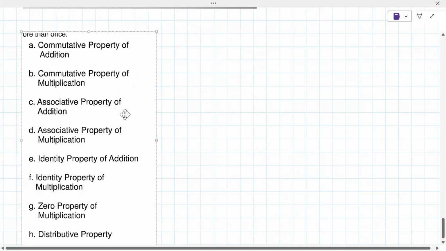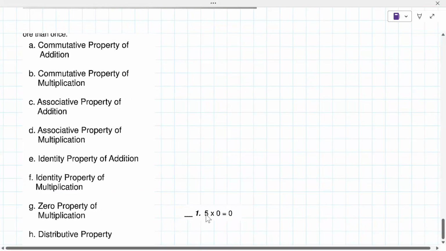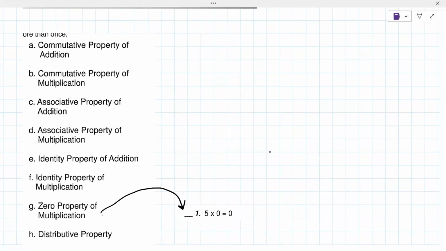Any of those you never did? Zero property of multiplication? Yeah. All right. Of course, the first one on this sheet is that example. Let me show you that here. It will be a little underwhelming. This is the zero property of multiplication. Basically, if you multiply by zero, you get zero. Yes, exactly.